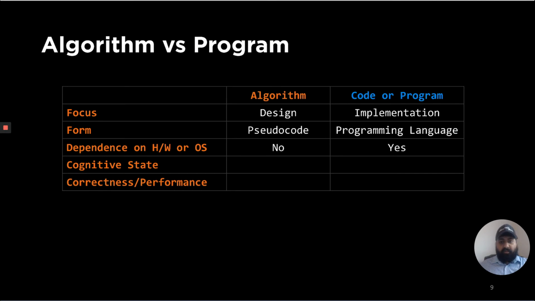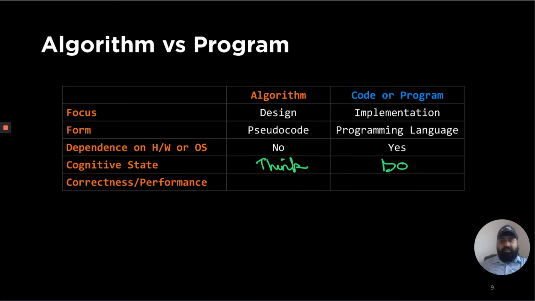The next one is cognitive state. When I talk about cognitive state, I'm not talking about the cognitive state of the machine, but rather the cognitive state of the programmer. What I mean by that is whenever we are designing an algorithm, we as programmers or human beings basically think. While when we are coding or programming, we actually do stuff rather than thinking about the things.